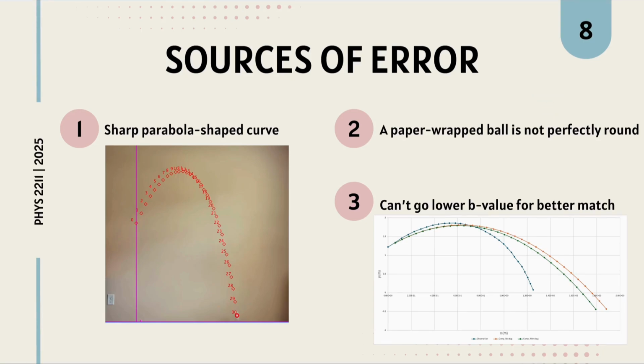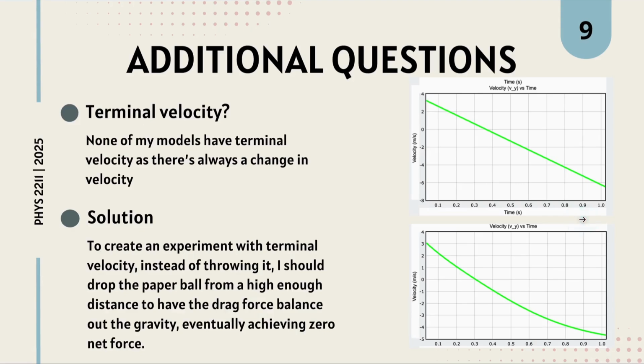Secondly, the paper wrapper is not perfectly round. It has some holes and empty space in it. As a result, the air resistance has more surface area to act on, and it also affects the shape of my parabola curve. And lastly is the computational limit. I can't go for a lower b value for a better match because the green graph almost matches the orange graph, which is the one without drag force.